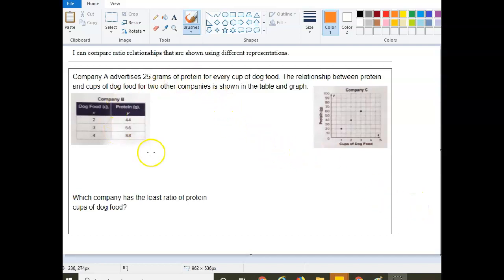So class, we're ready to start our next set of notes. Go ahead and get out your note packet, or if you left it at school, grab out a piece of paper, okay? It starts off, I can compare ratio relationships that are shown using different representations.